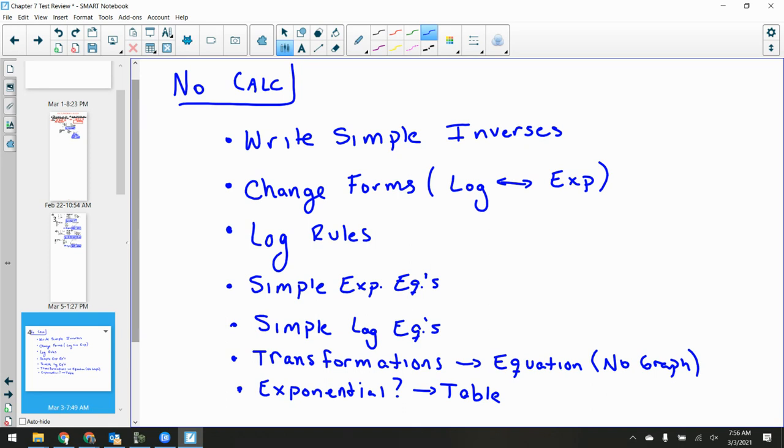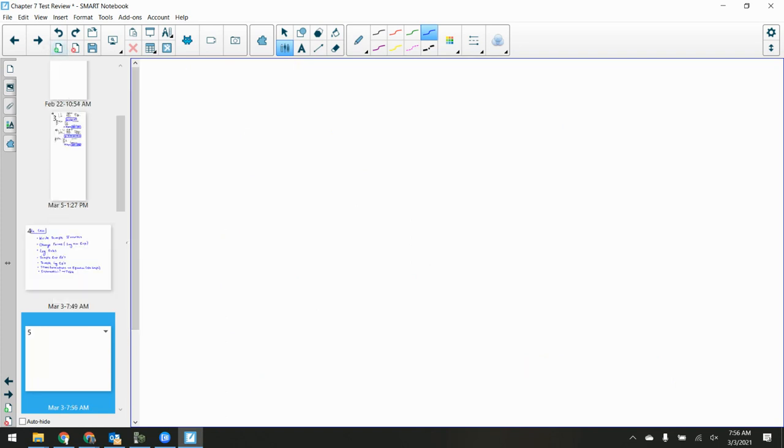There's nothing from section 7.7. Why is that the case? Because that was all of my E stuff, right? And you can't do that without a calculator. All right, let's take a look at the calculator portion. This is Friday. This is the longer portion, in my opinion.